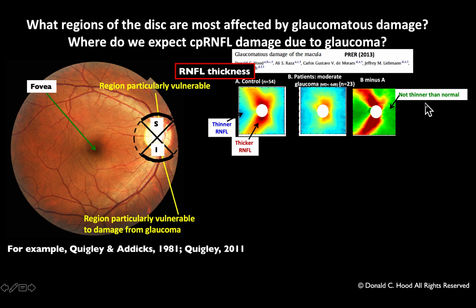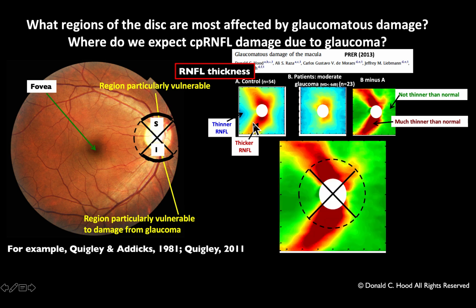Green means not thinner than normal. Here, red means much thinner. You can picture very significant normal, where here it meant thicker. Let's blow it up and I'll go over it again. On this difference plot, this is within normal limits, and dark red is extensive thinning, and the colors in between are in between. All right, so extensive thinning.